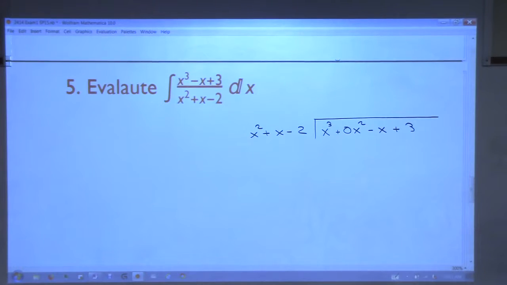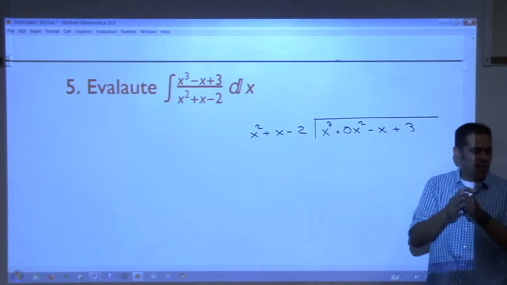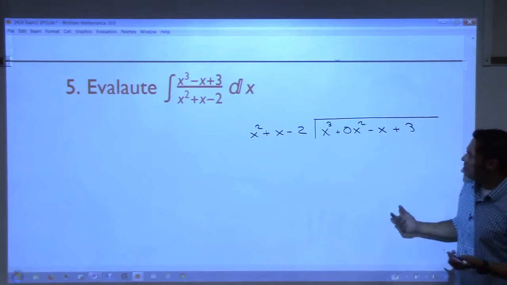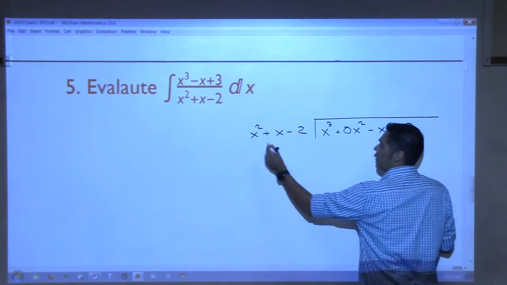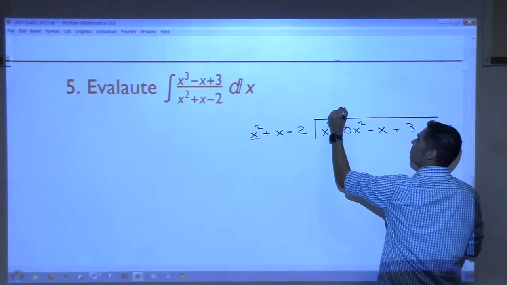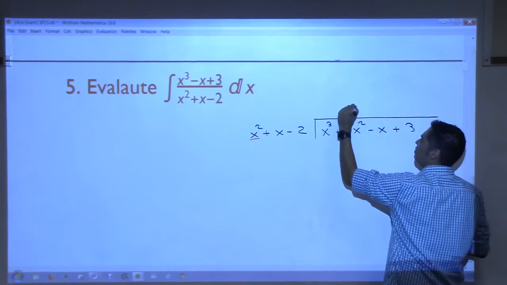this is how we would attack this. We just go numerator, right? Now I put a 0x squared here because when you do long division, you have to leave spaces for things you don't have. And then I just start playing my little game where I figure out what I multiply this by to get that. So I need an x. And it doesn't matter where you put it. Some people are like, put it right above the x. Doesn't matter, just put it here, x.